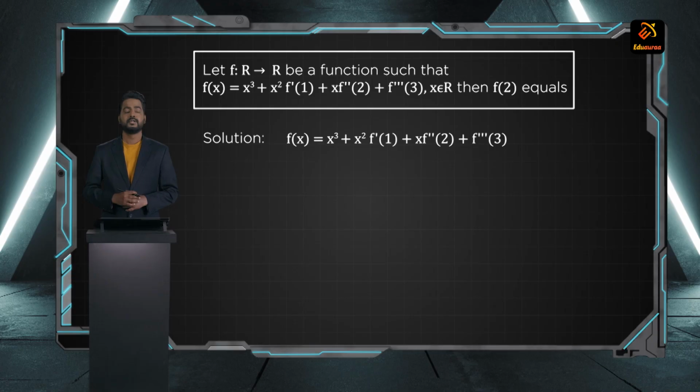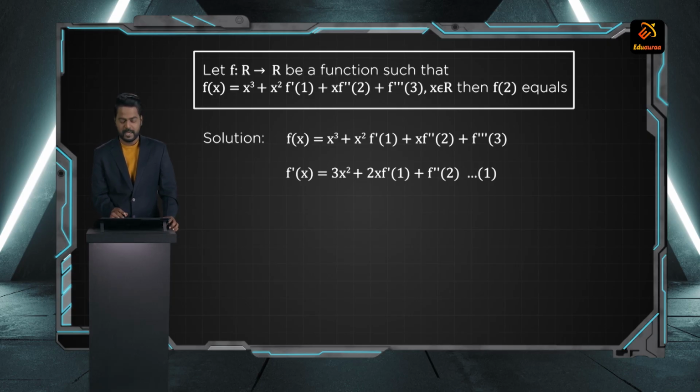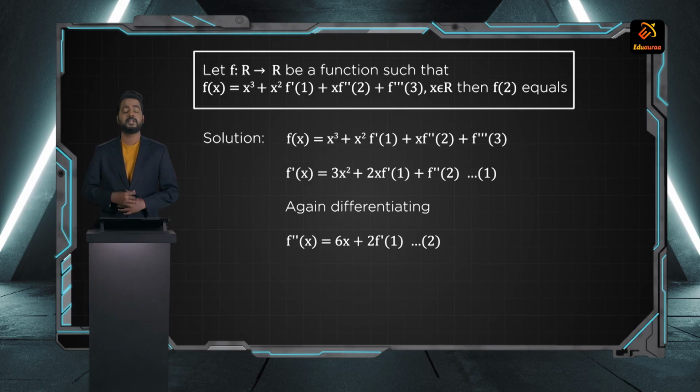So first we are going to differentiate 3 times. On differentiating, f dash of x is equal to 3x square plus 2x f dash of 1 plus f double dash of 2, and the derivative of f triple dash of 3 will be equal to 0. Take this as equation number 1. Now I am going to differentiate again. It will be f double dash of x equal to 6x plus 2 f dash of 1 plus 0. Take this as equation number 2.